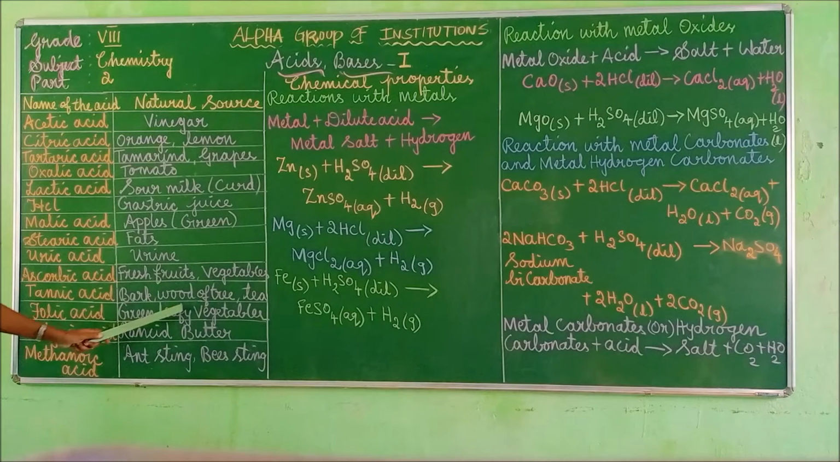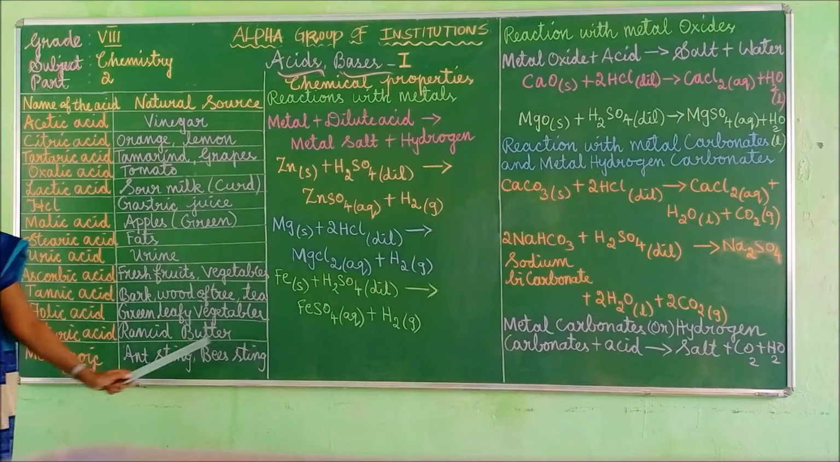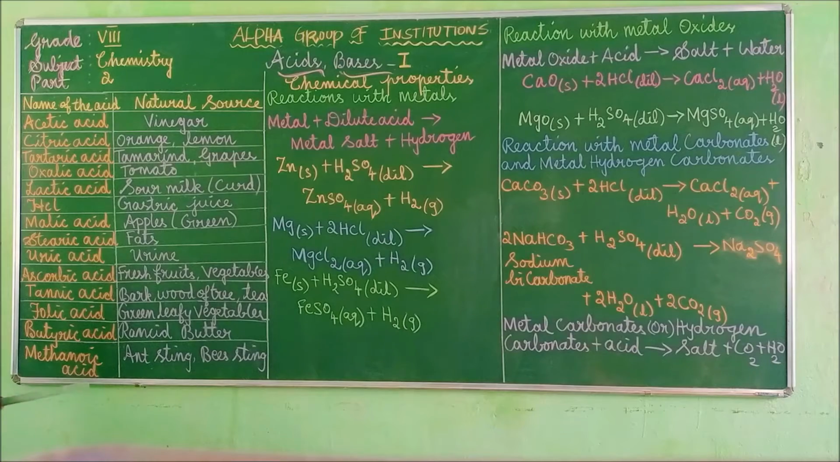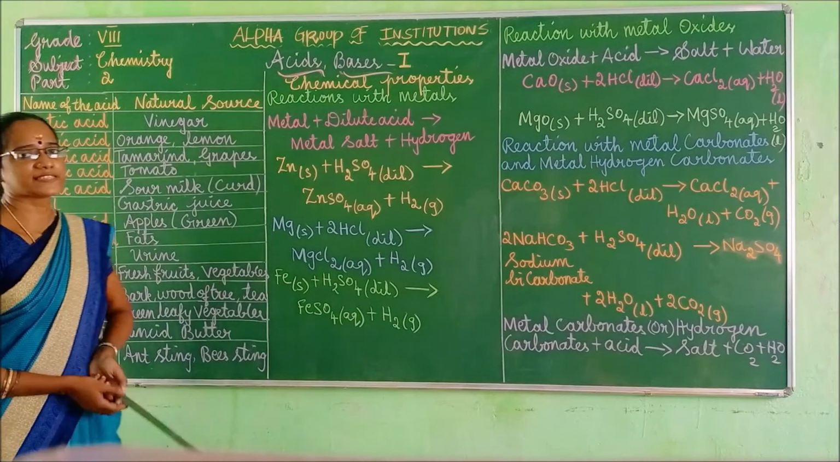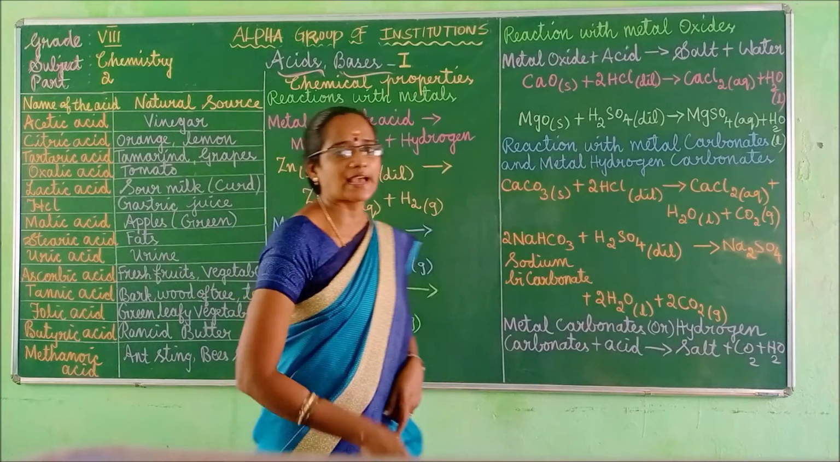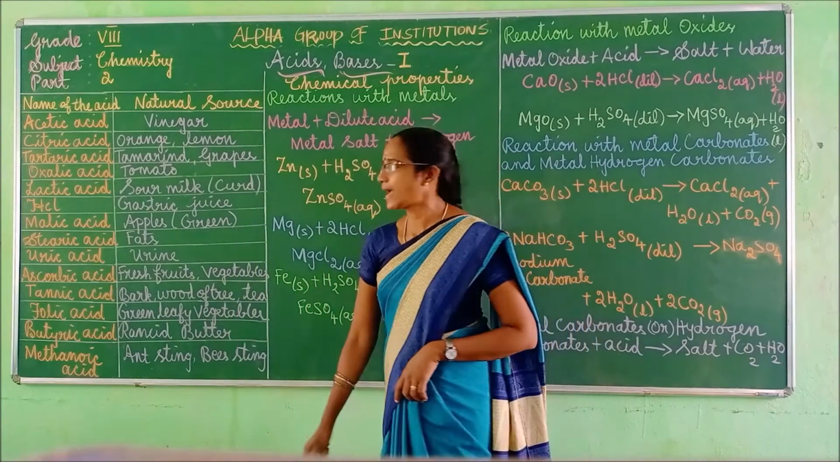Next, green leafy vegetables contain an acid called folic acid. Okay, folic acid is present in green leafy vegetables. Next, rancid butter contains butyric acid. Rancid butter contains butyric acid. And ant sting and bee sting contain an acid called methanoic acid. Okay, ant sting and bee sting contain an acid called methanoic acid.